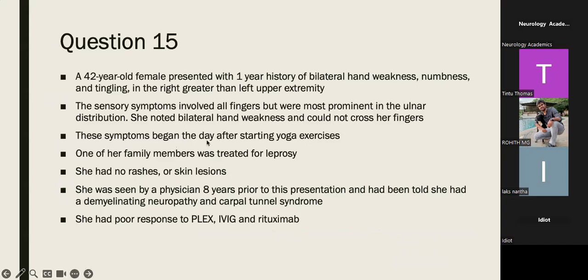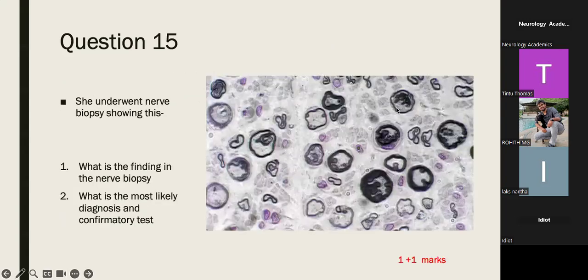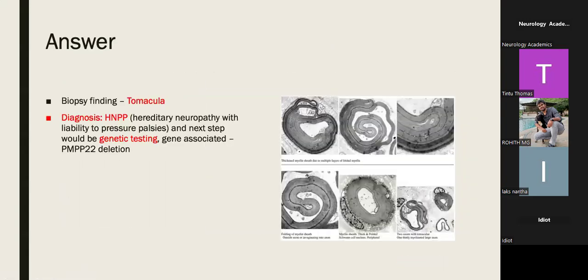The clue to this was that the patient had the symptoms after starting yoga exercises. Second, another suspicion arose because the patient had close contact with leprosy. There can be a mononeuritis multiplex presentation with a confluent neuropathy also. So with these two, there may be a misdiagnosis. Leprosy is not likely here, it is HNPP. This could be a misdiagnosis. The individual nerve pattern of involvement, most prominent in the ulnar distribution, was another clue for this. And then this is the diagnosis, HNPP, with genetic testing.